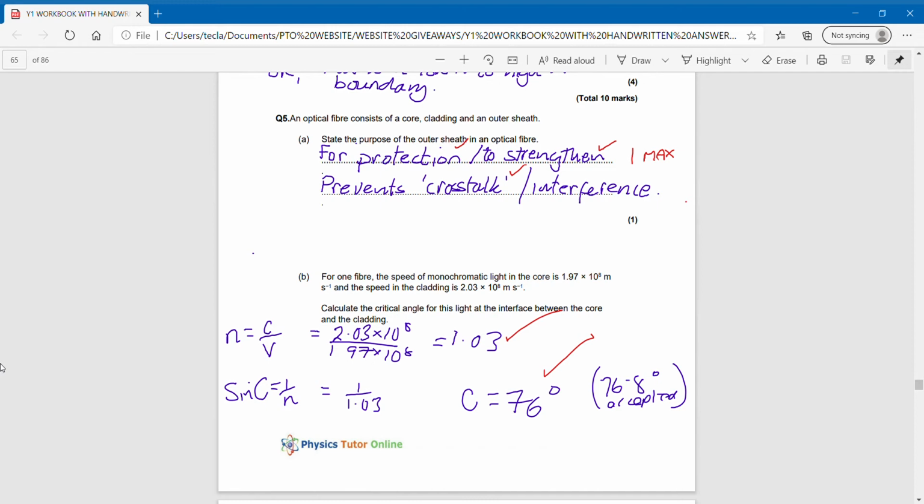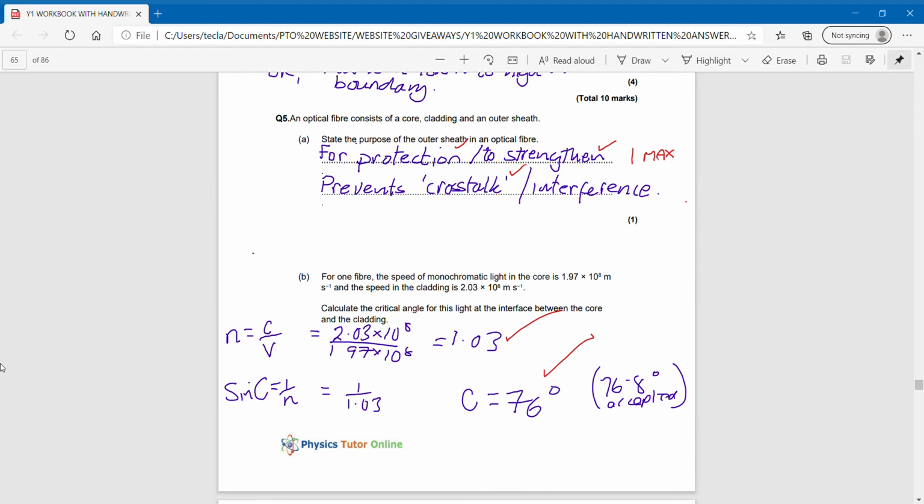We can use n equals c over v, so n is the refractive index. That's equal to the speed of light in a vacuum divided by the speed of light in the material. So 2.03 times 10 to the 8 divided by 1.97 times 10 to the 8 equals 1.03. That's a ratio, so there's no units. And then sine c equals 1 over n, which is 1 over 1.03, and inverse sine that, we get 76 degrees.